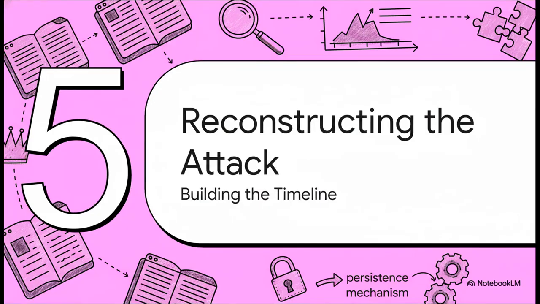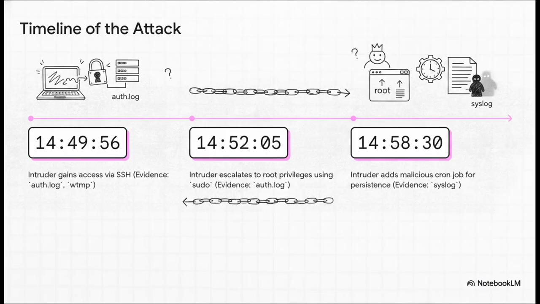Okay, we've gathered clues from all over the place. Authentication logs, login records, system logs. We've got the entry point, the power grab, and the persistence. Now, it's time to put all the puzzle pieces together and see the full story. And here it is. This lays out the entire attack chain perfectly.